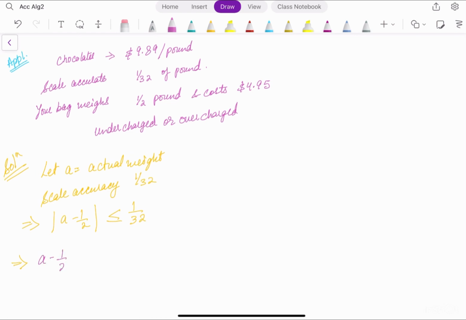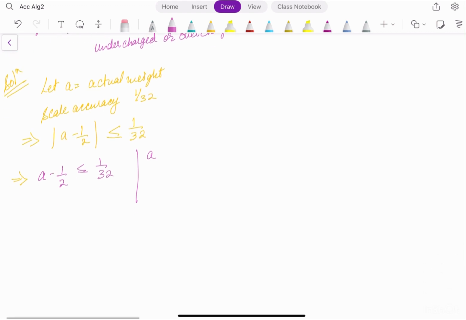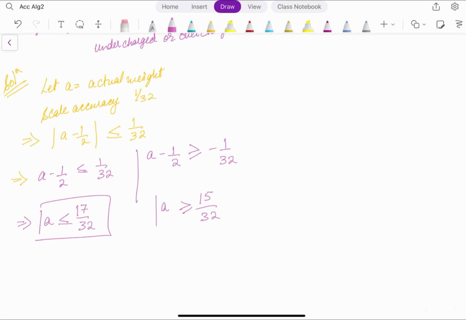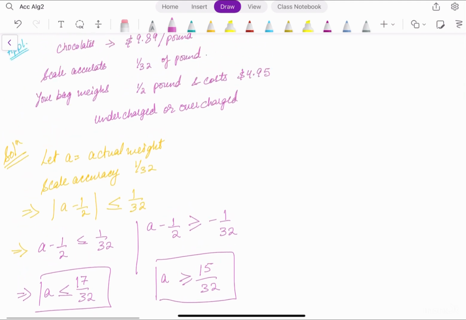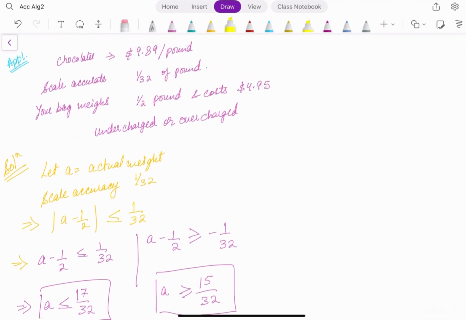So we can say A minus 1/2 is less than or equal to 1 over 32, or the negative case will be A minus 1/2. Remember, we are making a negative case, so the inequality will flip and the sign will be changed. If you solve it, you will get two lovely fractions. Fractions are your friends, don't be scared of them. And then the other will be A can be less than or equal to 17/32 or greater than or equal to 15/32. Now, these are two weight scenarios, but what we are looking for is the under or the over price.